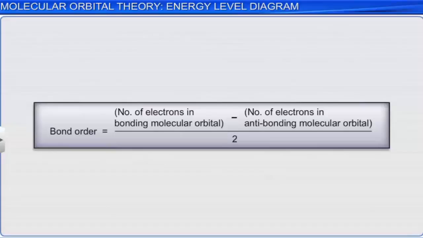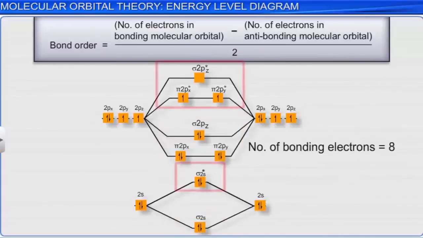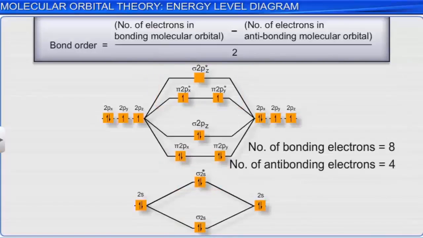Thus, we can calculate the bond order in an oxygen molecule using the formula: bond order is equal to the number of electrons in the bonding molecular orbitals minus the number of electrons in the anti-bonding molecular orbitals, divided by 2. Now, in oxygen, the number of electrons in the bonding orbitals is 8, and the number of electrons in the anti-bonding orbitals is 4. So, adding these values to the equation, we get the bond order as 2.